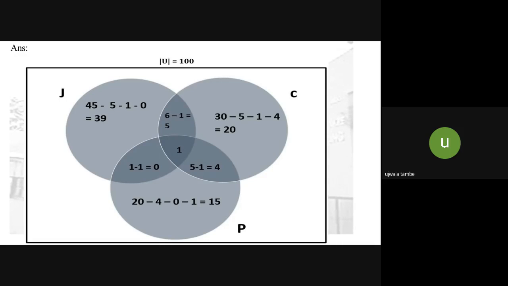So simply we can calculate 39 plus 5 plus 20 plus 1 plus 0 plus 4 plus 15, which also gives us the value of 84, and after that from 100 we can subtract the value of 84. And this is as per the formula.